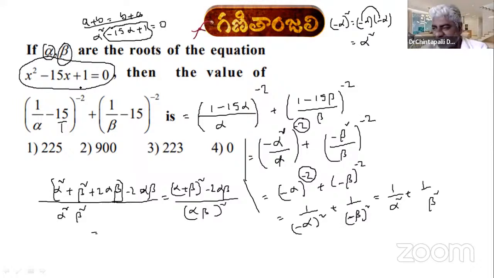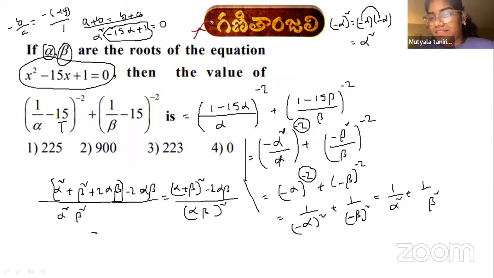Sankirtana, have you got the answer? Alpha plus beta is negative 15. No, not negative. Positive 15. Minus b by a, so negative of negative 15 by 1 is positive 15. So 15 square minus 2 times alpha beta. What is alpha beta? Very good. She's saying 1, sir. Yeah, very good.